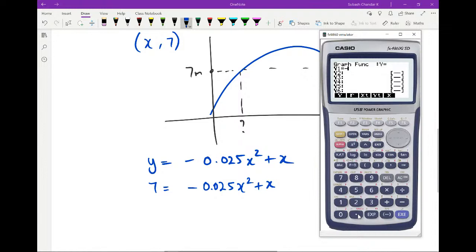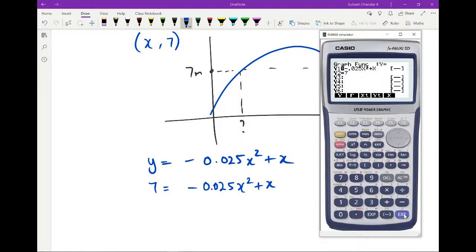So just type in negative 0.025 x squared plus x. And then if you click draw, you should see what the graph actually looks like. Now, to figure out when it equals 7, just put down 7, just 7 by itself, for y2.